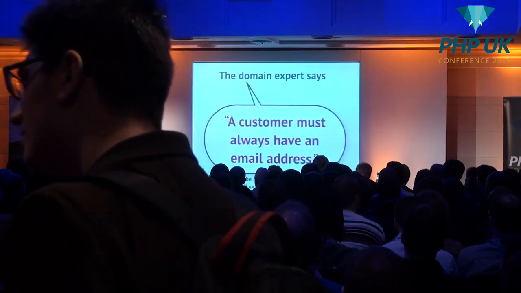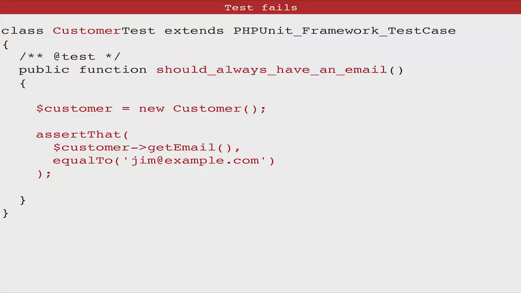So okay, we start building, and we do this test-driven. We write a unit test, and you can read this like this: a customer should always have an email. That's the name of our test. I like this different notation for tests for the methods, because they're not actually methods. They're descriptions of what our code is supposed to do.